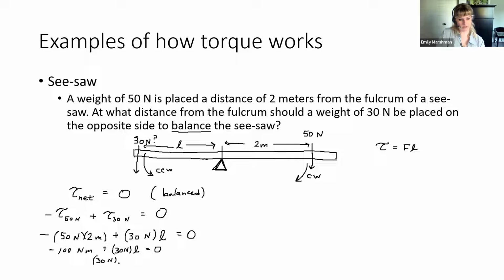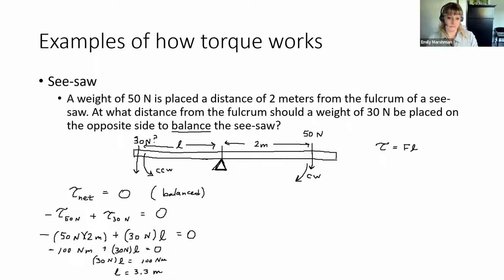30 newtons multiplied by the lever arm L is equal to 100 Newton meters. Divide both sides by 30, and you get that the lever arm is equal to 3.3333, repeating, meters. Is that a good expectation of where it should be?